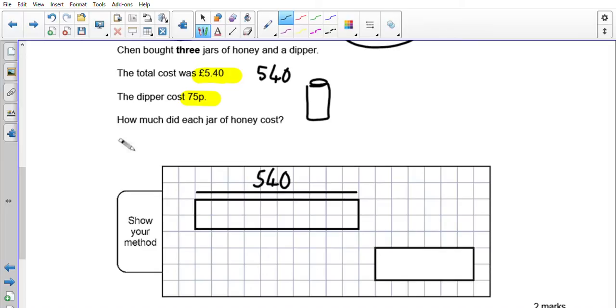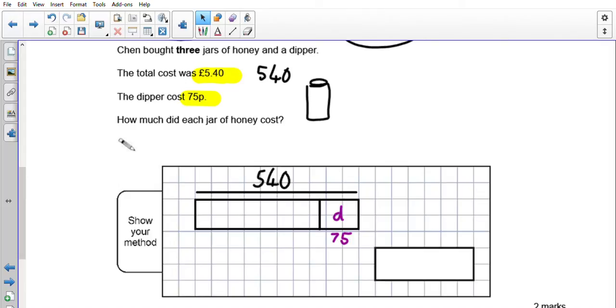Now, the dipper that Chen buys costs 75p. So let's portion this bit off here. The dipper, D for dipper, costs 75p of our total cost. Now if the dipper costs 75p of our total cost, then we can work out what the rest of it is.